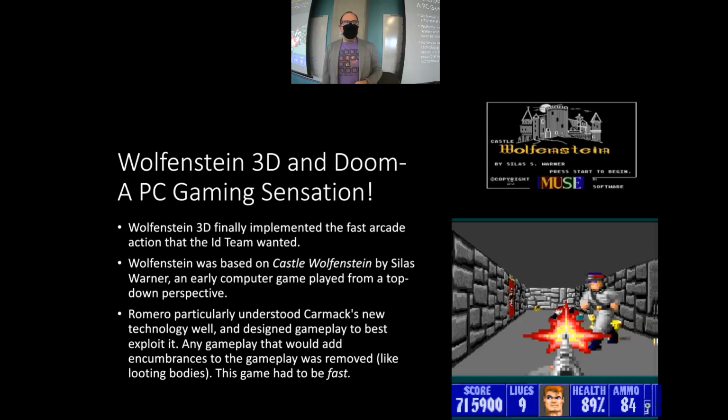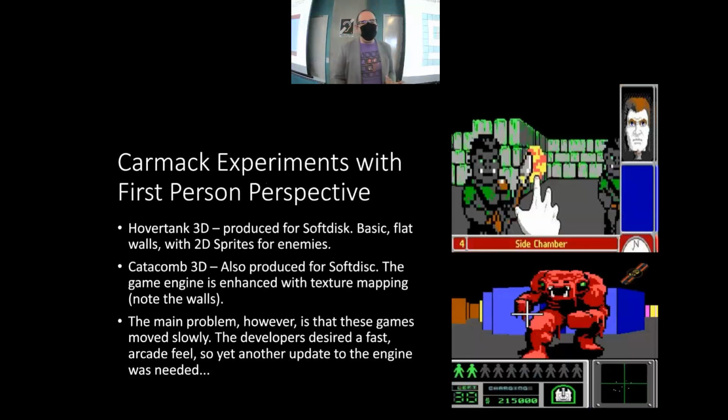Now we have Wolfenstein 3D and Doom, which were basically the first two first-person shooter games ever made. If you remember from last week, we had some prototypes, these early efforts. Going back a little bit, we had Hover Tank 3D, which is very primitive, and Catacomb 3D, which is starting to get us there with texture mapping.